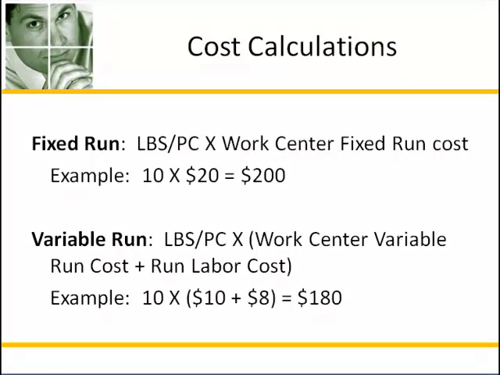The cost calculations performed during bill of material cost roll-up for the step will be, for fixed run, pounds per piece times the work center fixed run cost. In our example, that would be 10 times $20. The total cost would be $200 for the fixed run element. For the variable run, it will be pounds per piece times the work center variable run cost plus the run labor cost. In our example, that would be 10 times $10 plus $8, for a total cost for that element of $180.